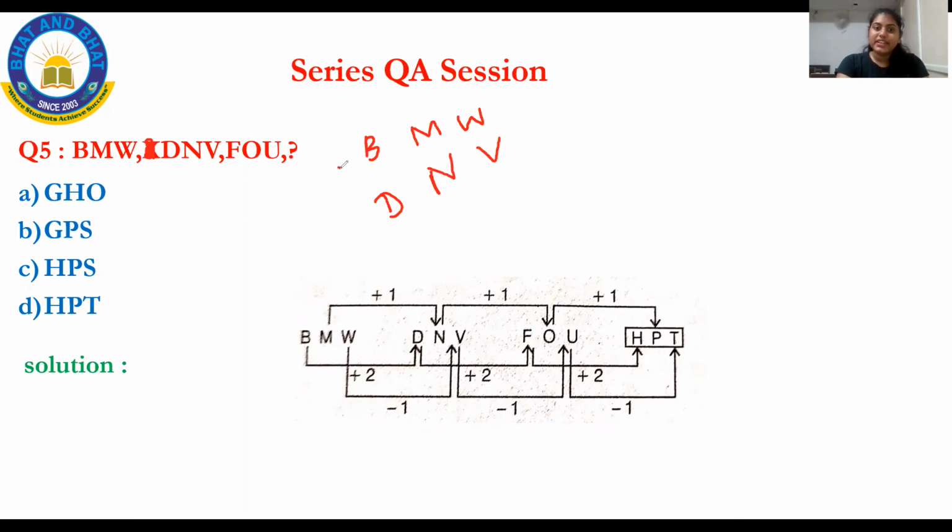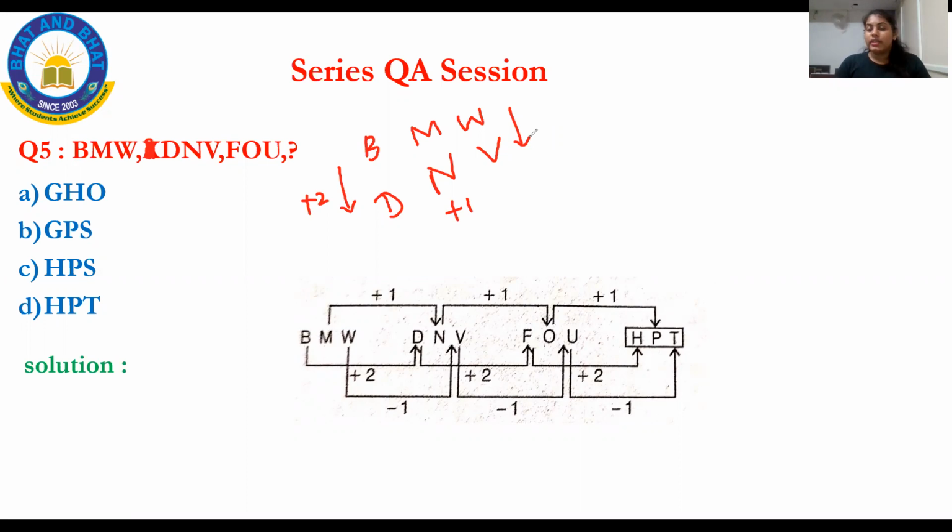B to D. What is the difference? B to D: C, D. That is plus 2. M to N. What is the difference? Plus 1. Next, W to V. What is the difference, guys? Minus 1. Why? Because we are moving backward.